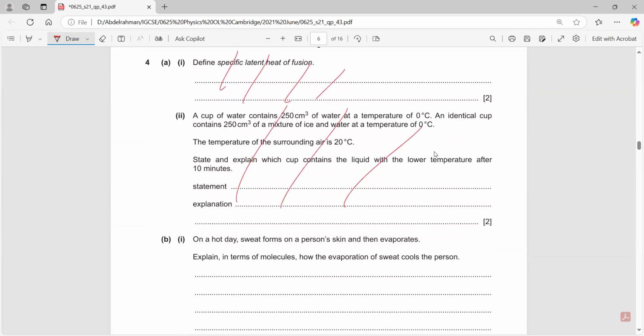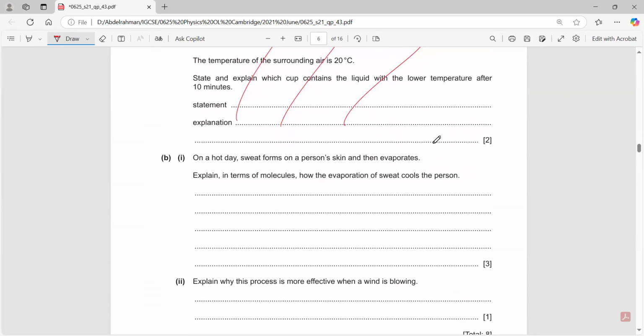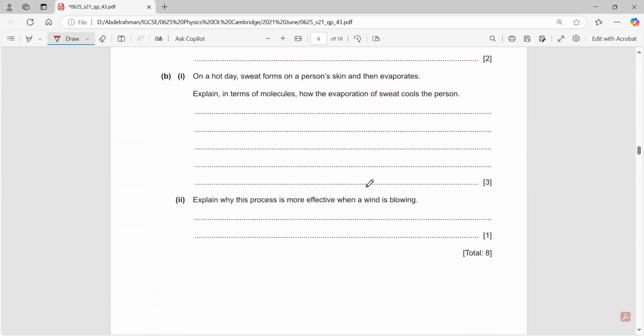On hot days, sweat forms. Okay, we can solve this question. The sweat forms on the skin and then evaporates. Explain in terms of molecules how the evaporation of the sweat cools the person.